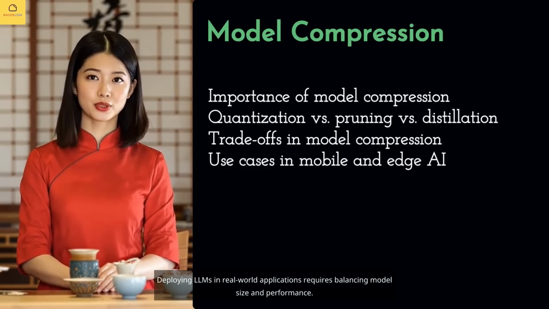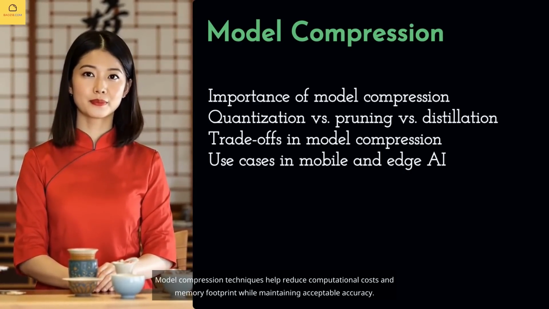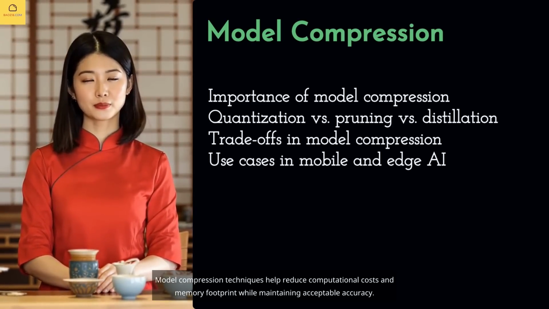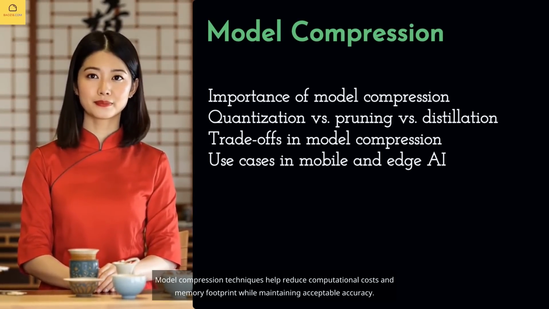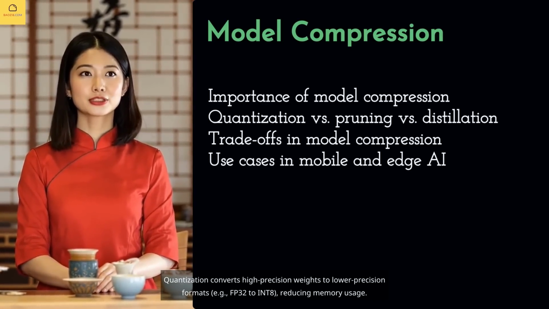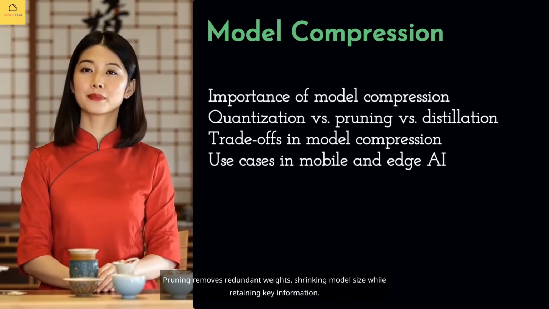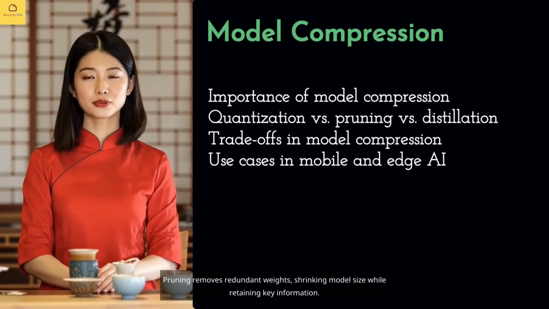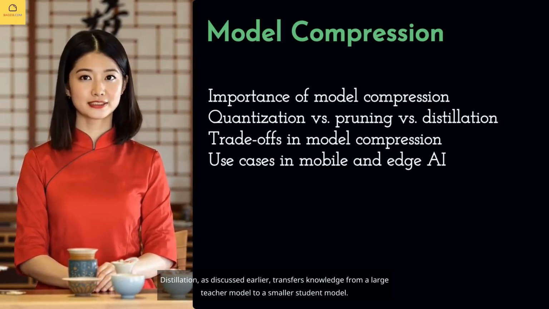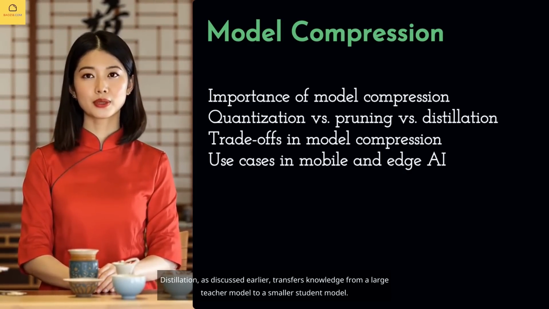Deploying LLMs in real-world applications requires balancing model size and performance. Model compression techniques help reduce computational costs and memory footprint while maintaining acceptable accuracy. Quantization converts high-precision weights to lower-precision formats, e.g., FP32 to INT8, reducing memory usage. Pruning removes redundant weights, shrinking model size while retaining key information. Distillation, as discussed earlier, transfers knowledge from a large teacher model to a smaller student model.